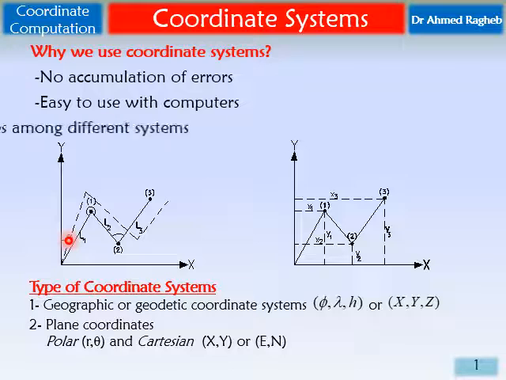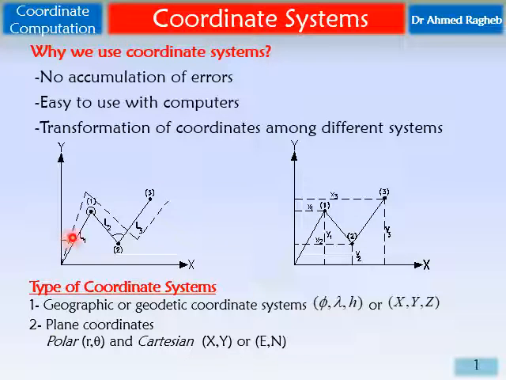Another important reason why we use coordinate systems is to transform coordinates between different systems, or to transform between phases of any project, phase 1 and phase 2. If it's an international project connecting countries together, then you can transform between the coordinate system of a certain country to another country. This is all done by using coordinate systems.